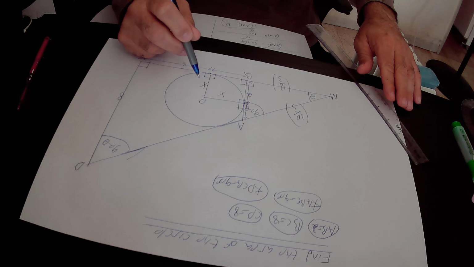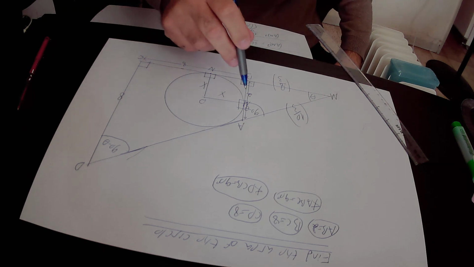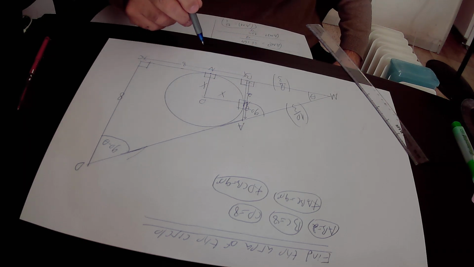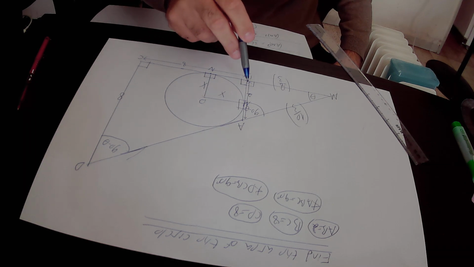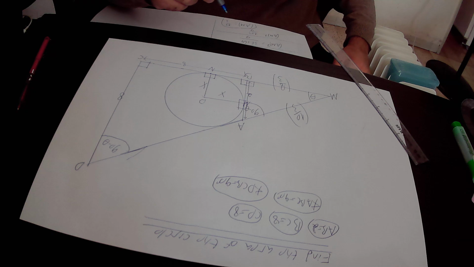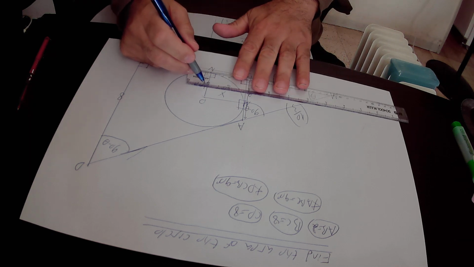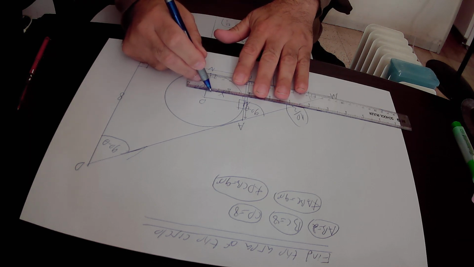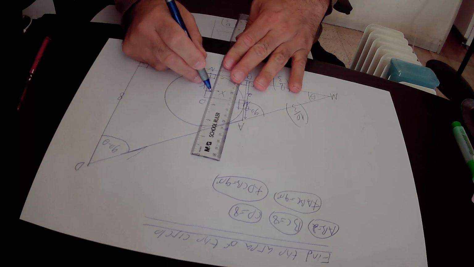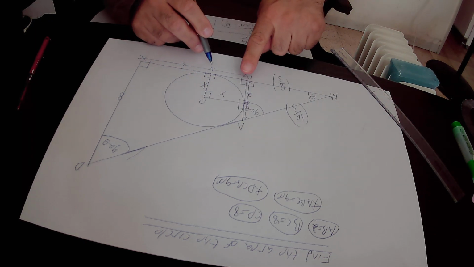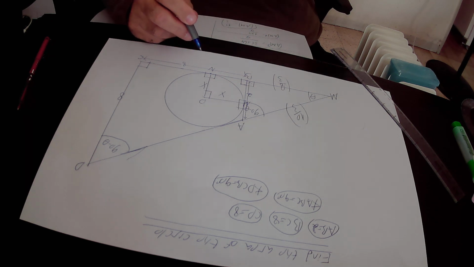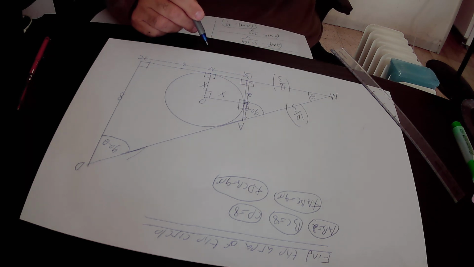We'll focus on quadrilateral OMBN. In this quadrilateral OMBN, we have 1, 2, 3 right angles, therefore the fourth angle must also be equal to 90 degrees, according to the rule that the sum of the angles in any quadrilateral is equal to 360 degrees. So 270 degrees plus 90 degrees is 360 degrees.